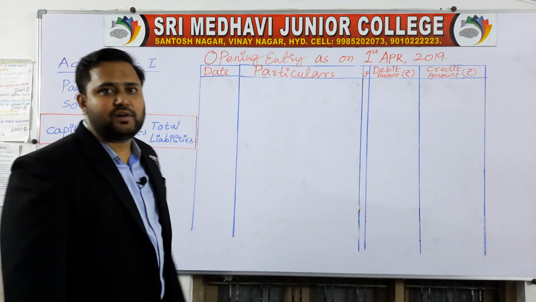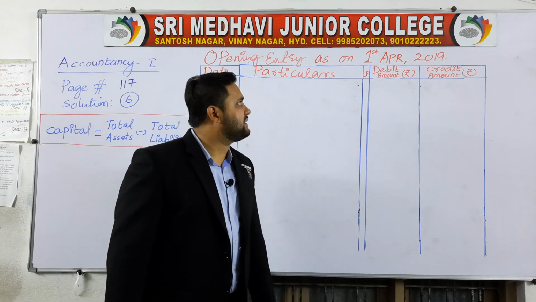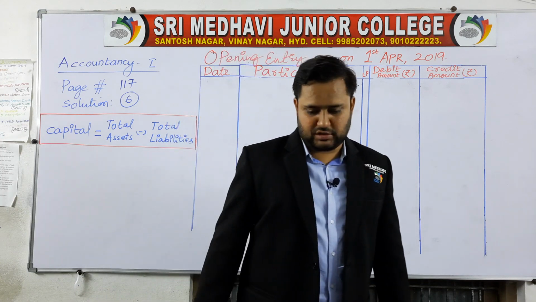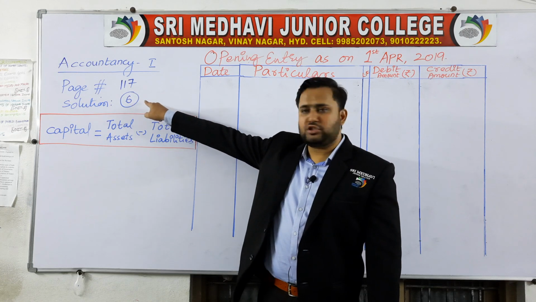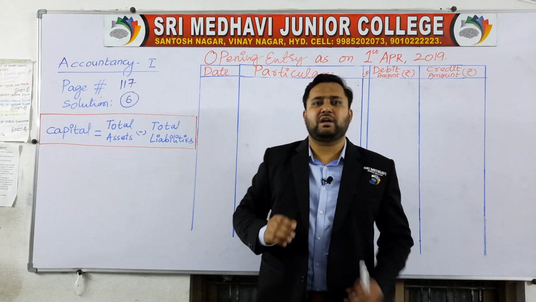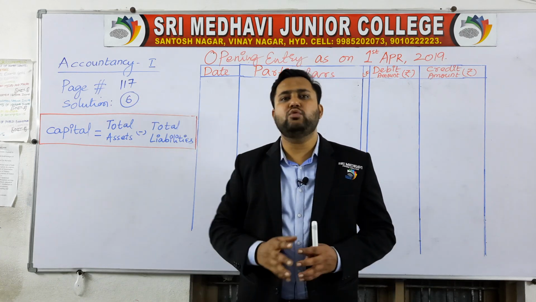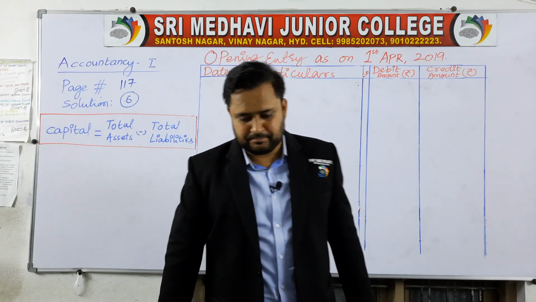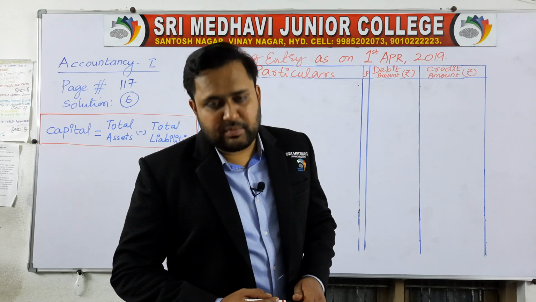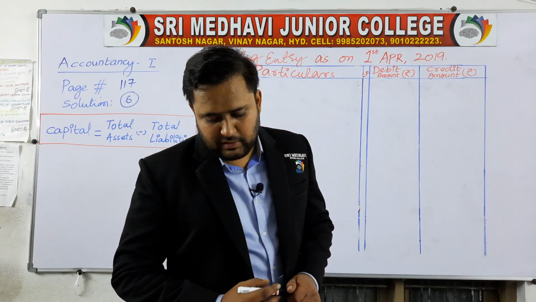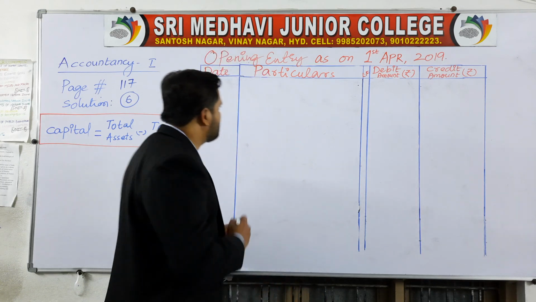Opening entry as on 1st April 2019, it is given in the question. You will find this question on page number 117, question number 6 in your accountancy first year Telugu Academy textbook. Write the opening entry as on 1st April 2019 from the following: debtors 16,000.